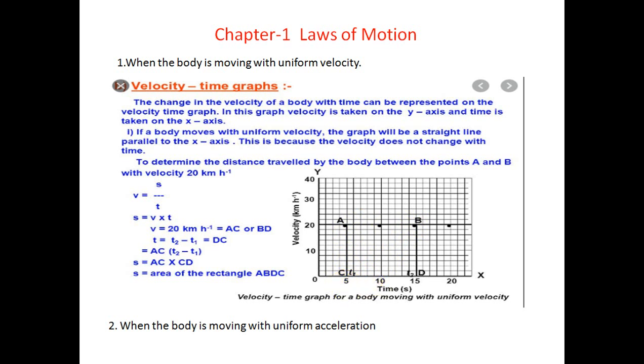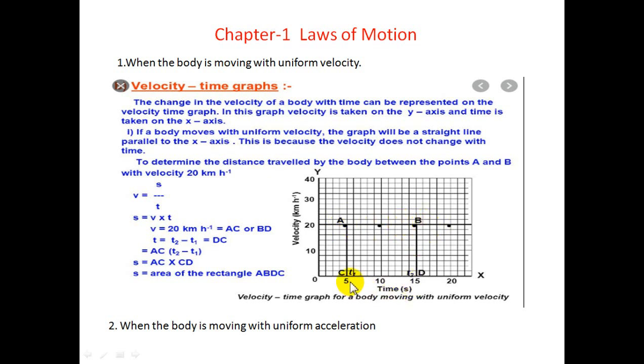Okay, suppose we are finding the distance between 5 and 15. What is the distance covered by the body between 5 seconds and 15 seconds? At 5 seconds, the time is t1. We are considering it as t1. t1 is 5, t2 is 15. And the velocity is the same, 20 kilometer per hour.